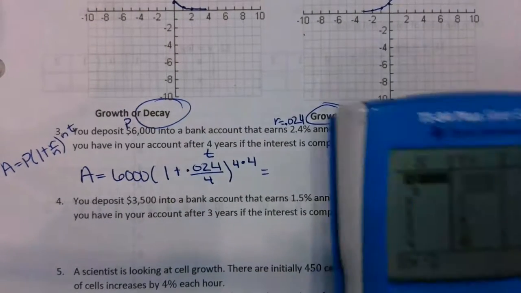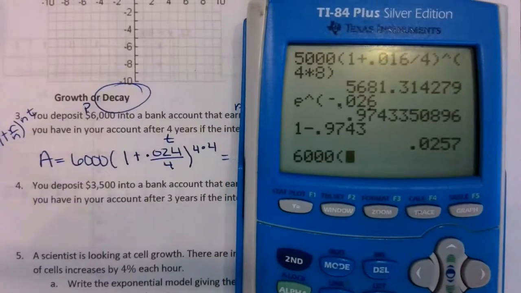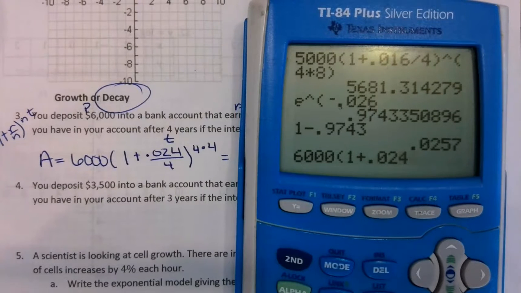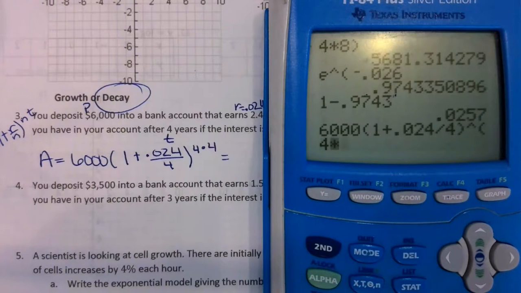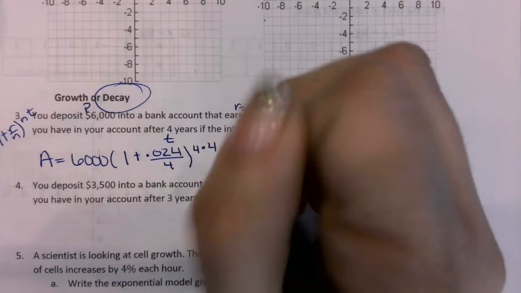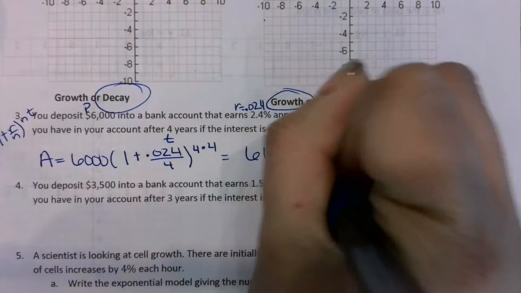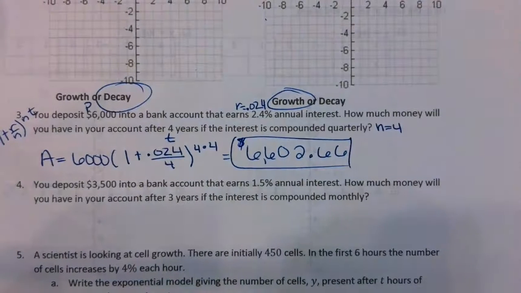Okay. Once I've plugged it into my equation, I want to type it into my calculator. My calculator is old, so it will look a little weird. Is it 0.024? Yeah. On mine, I need to make sure my exponents are in parentheses, otherwise it doesn't work. Yours keeps it up there. Okay, so this gives me 6,602.66. Since I'm working with money, I always want to go to my second decimal place.